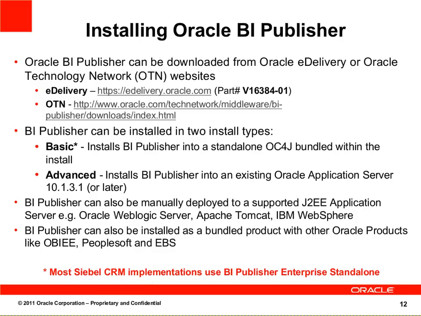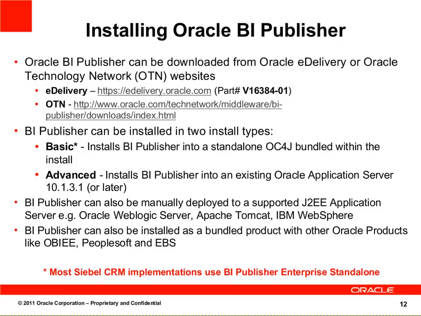BI Publisher can be installed in two install types, a basic install or an advanced install. The basic install offers a standalone OC4J. OC4J stands for Oracle Containers for Java. This is the most common installation type that we use with Siebel.